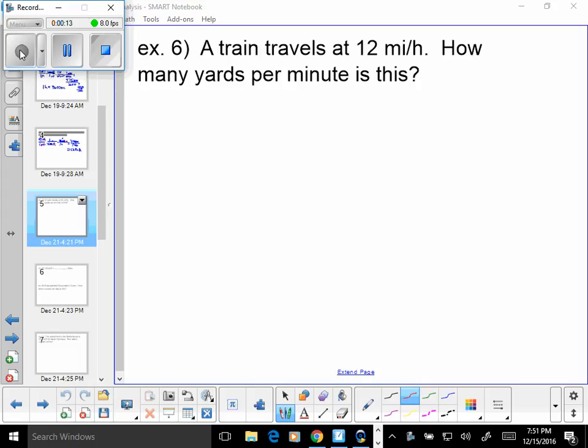Again, I encourage you to try this. A train travels at 12 miles per hour. In fact, at one time, that was considered the speed limit for trains back in the 1800s. So if you traveled at that speed, how many yards per minute would this be? At this point, I encourage you to hit pause, try it yourself, and then I'll show you how to work through it.